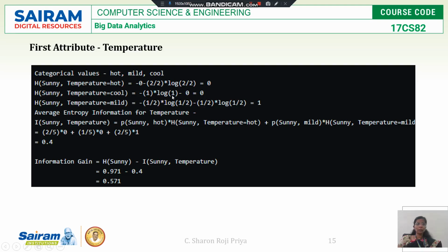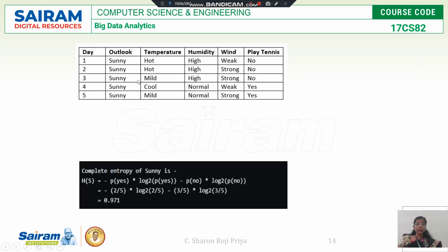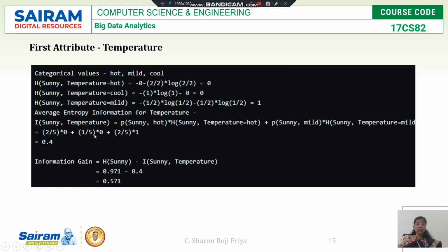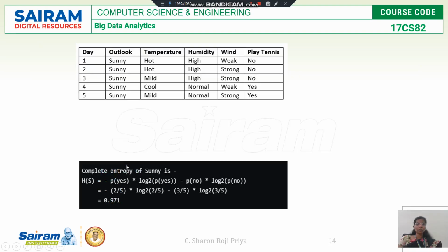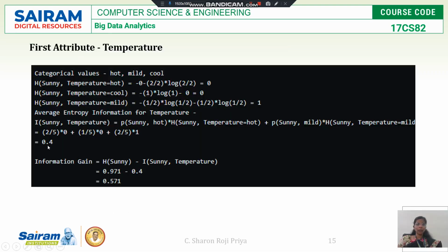Similarly, 1 by 5 into 0. This denominator by this number of instances into 0, plus next is check the denominator, 2 by 5 into 1. Calculate it, you will get the answer as 0.4. Now calculate the information gain, right? Entropy of Sunny. What is entropy of Sunny? 0.971. 0.971 minus 0.4 will give you the information gain.